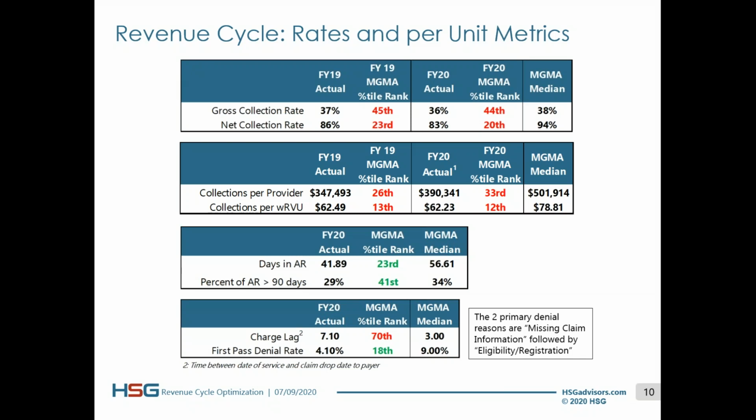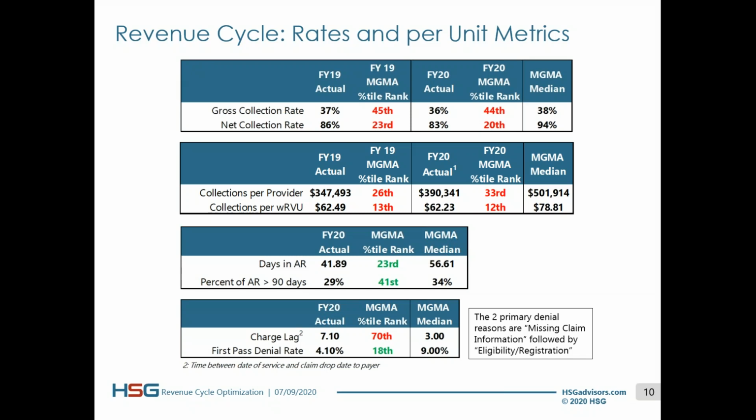Collections per provider. So are we collecting on a per provider basis? Are we collecting what we would hope to, and how do we compare to our peers? So if we have somebody that's producing at a pretty high level, but then as in this example, they're not collecting at a high level, what is that telling us about what's going on? They're working really hard, but not collecting at a commensurate level.